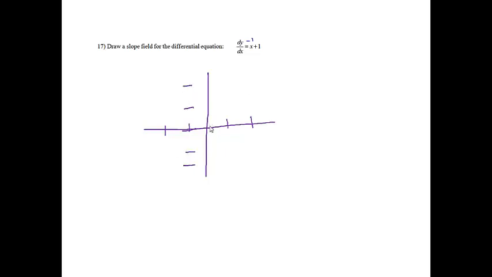Okay, and now I'm just going to go over to 0. If I let x be 0, 0 plus 1 is 1. So all my slope fields at x equals 0 will equal 1. So I'm just going to draw lines that have a slope of 1. Okay, and then if I go over to x equals 1 and plug in 1, I will get 2. So all of my slope fields at x equals 1 will have a slope of 2, which will be a little bit steeper than the ones I drew for x equals 0. I guess I should have drawn those not quite so steep.